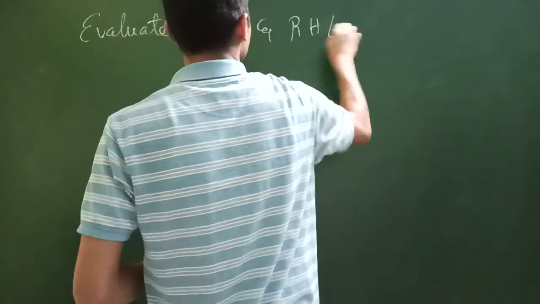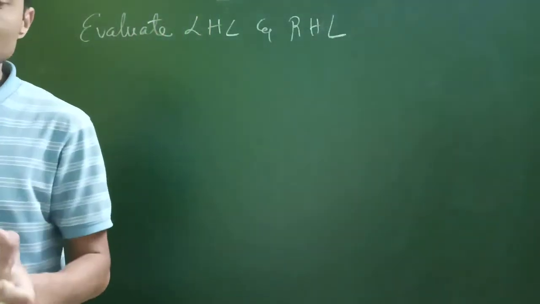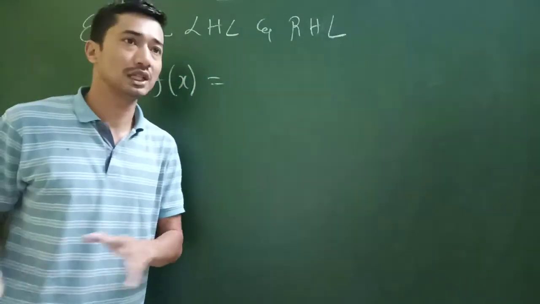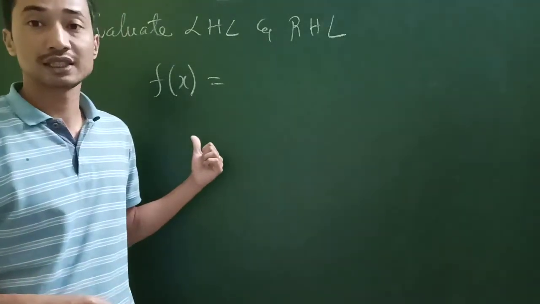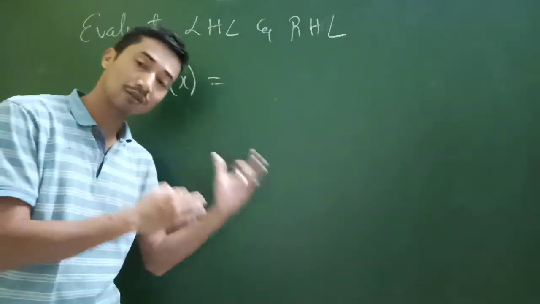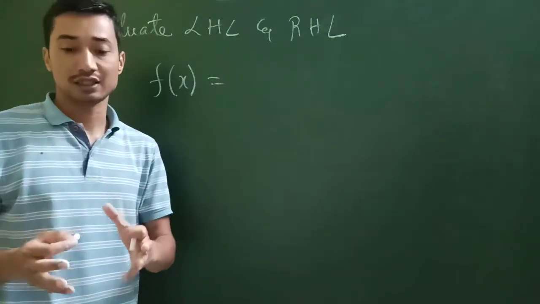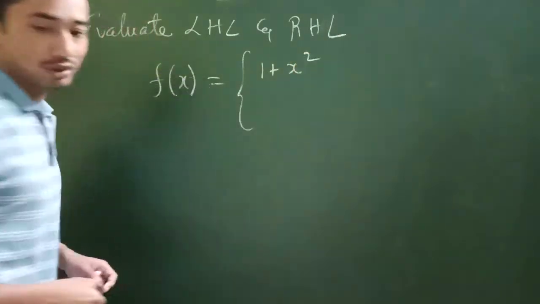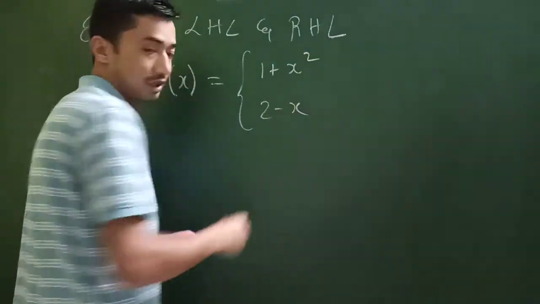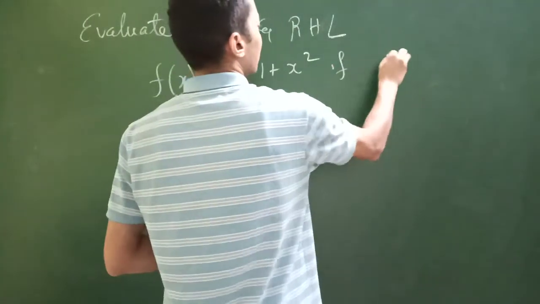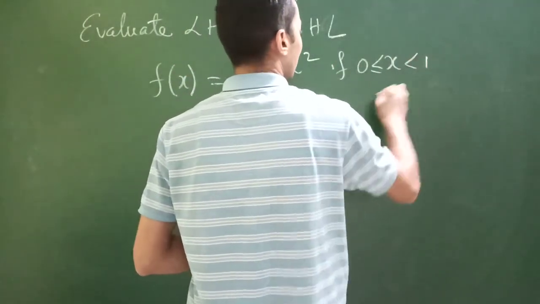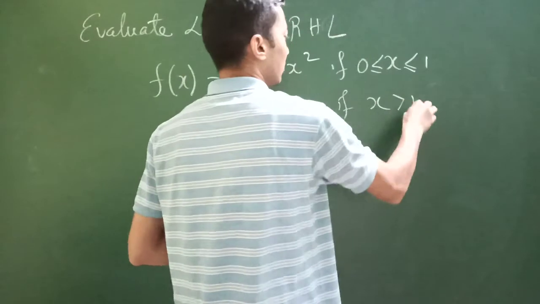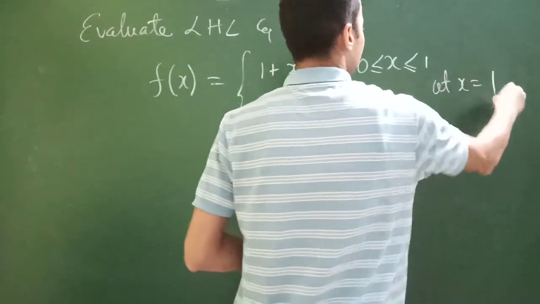Now here we are going to study how to evaluate limits also. That is also going to be very important. I haven't given you the algorithm and the steps, because with this example we are going to do it one by one, exactly how we calculate mathematically the left hand limit and the right hand limit. So the function f of x is 1 plus x square if x is greater than or equal to 0 and less than 1, and 2 minus x if x is greater than 1, at x equal to 1.